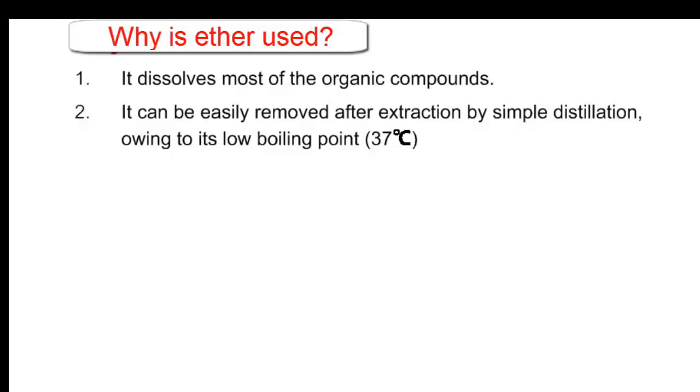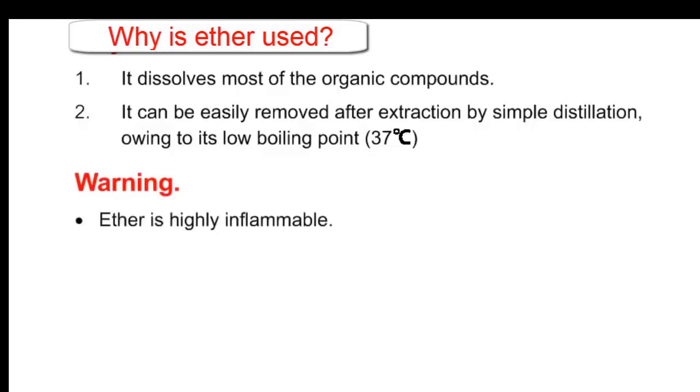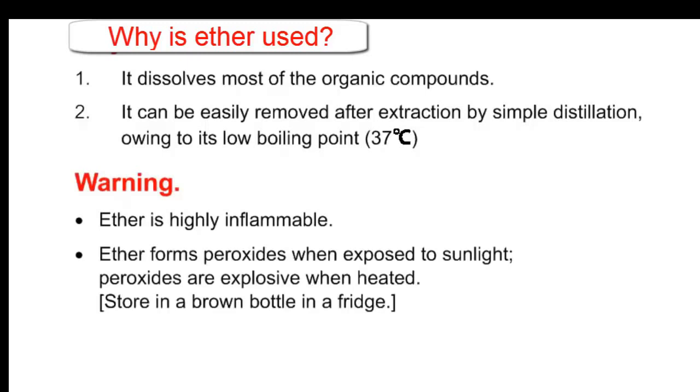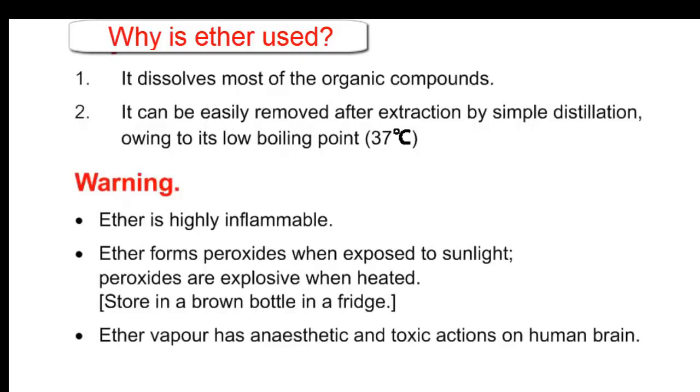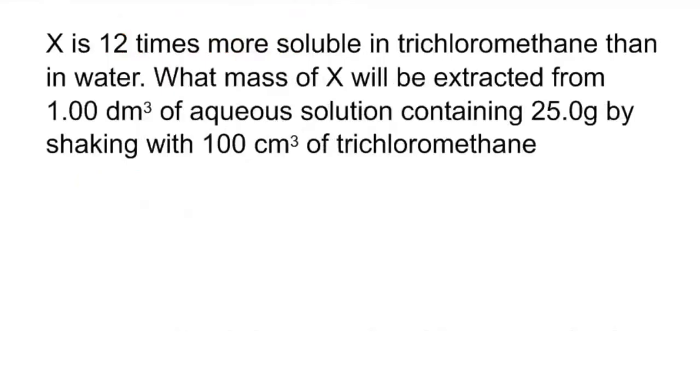But there are a few warnings when using ether. Ether is highly flammable, so you'll have to avoid having naked flames in the laboratory at the same time. And ether is known to form peroxides when exposed to sunlight, and peroxides are explosive when heated. For that reason, it should be stored in a brown bottle in a fridge. And as you're probably aware, ether vapor has anesthetic as well as toxic actions on the human brain. So for that reason, during the transfer of ether, it's best to use a fume cupboard.